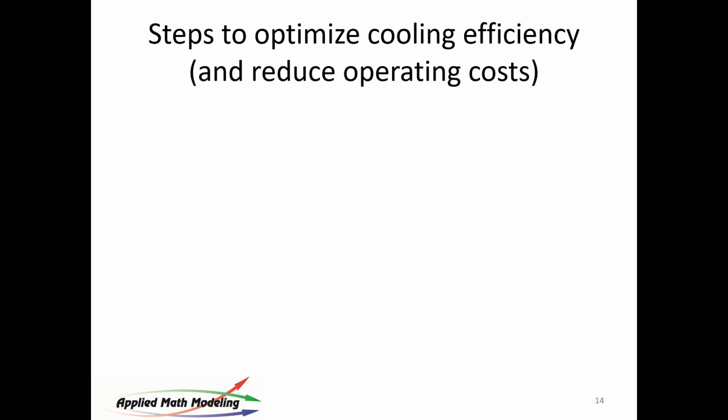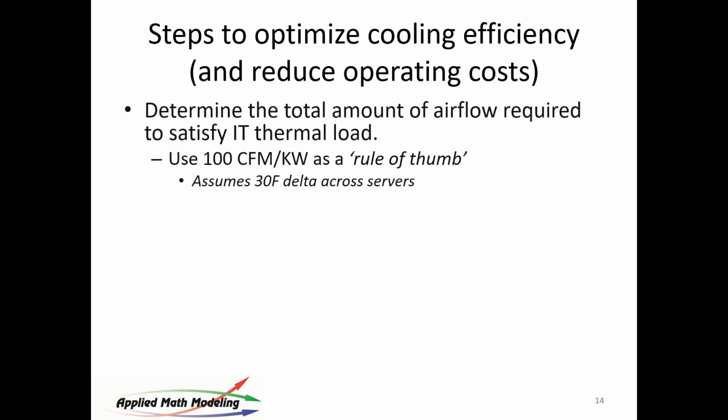So, steps to optimize cooling efficiency in a data center and reduce operating cost. First, determine the total amount of airflow required to satisfy the IT thermal load. I use a rule of thumb, this is American units, so I tend to use 100 CFM per kW. It's a little bit conservative. You should really use 125, I suppose. We used to use 156, but the math is harder when you use those numbers. So 100 is a good number to keep in mind.